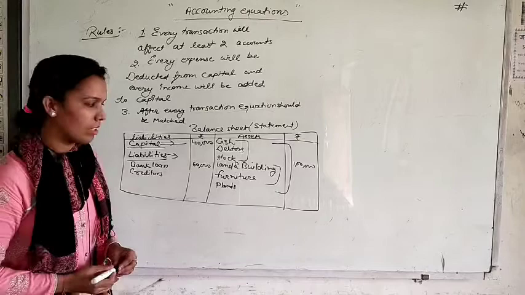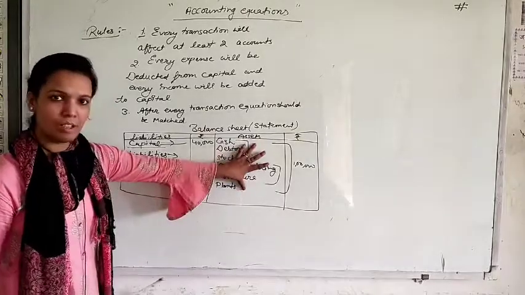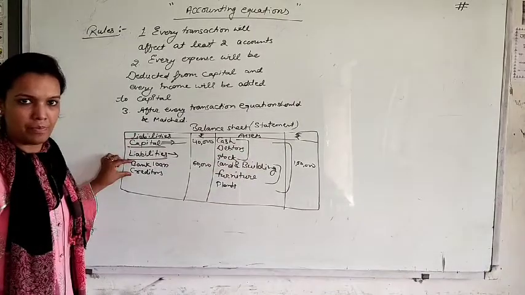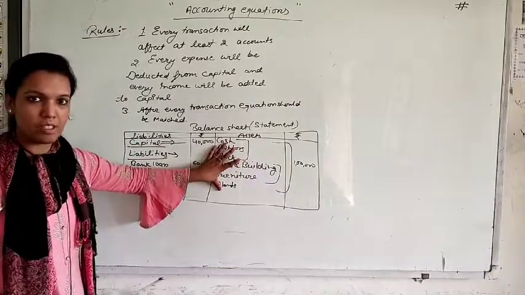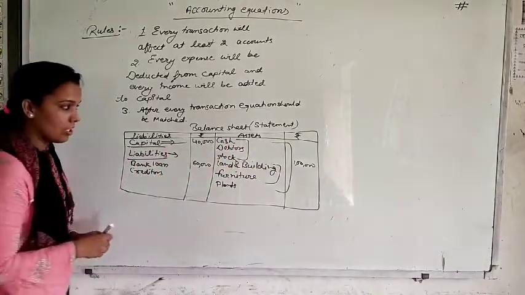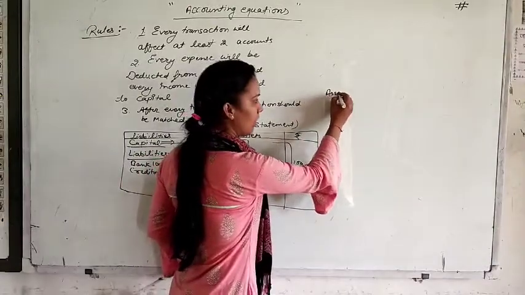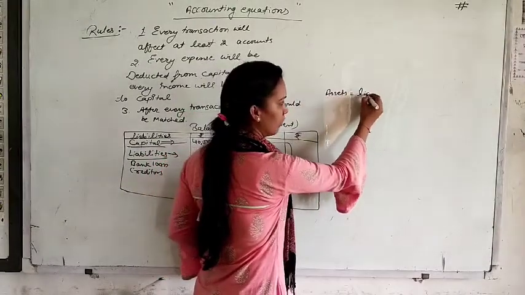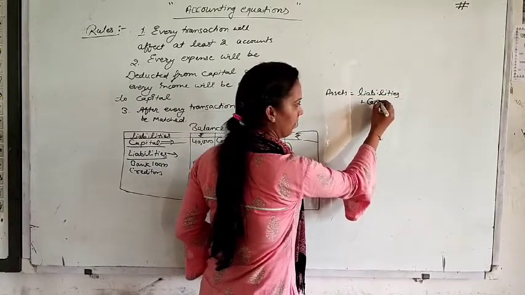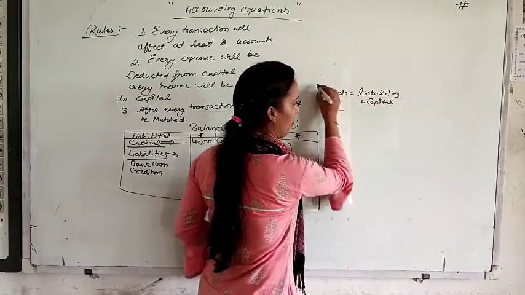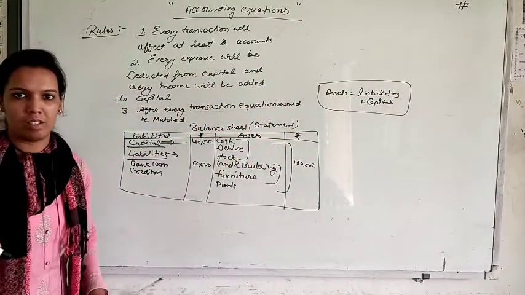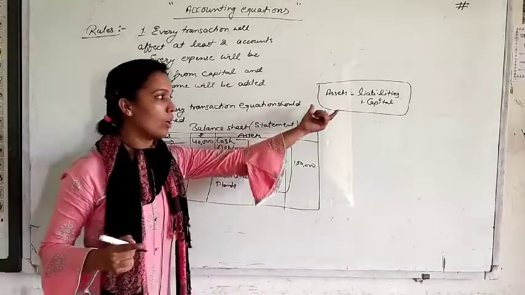Whatever you are watching here, assets will always be equal to capital plus liabilities. Whatever assets you have in the business will be collected from your capital or liability. So the equation is: assets equals liabilities plus capital. This is your accounting equation. This full chapter is based on this equation. We will study only this equation in this chapter.